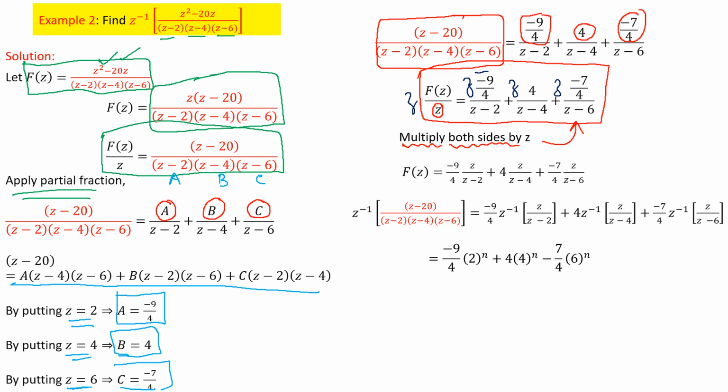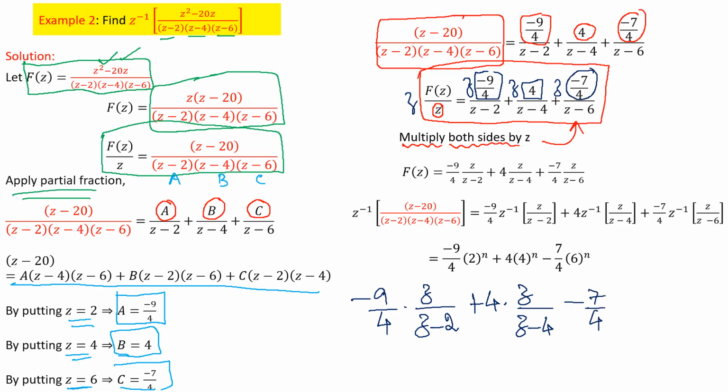From the first term, let me take minus 9 by 4 outside. If I take minus 9 by 4 outside, the remaining will be z upon z minus 2. From the second term, let us take 4 outside. If I take 4 outside, remaining will be z by z minus 4. From the third term, if I take minus 7 by 4, we have remaining z by z minus 6. Then in the last step, we have to take z inverse of this, z inverse of this, and z inverse of this.